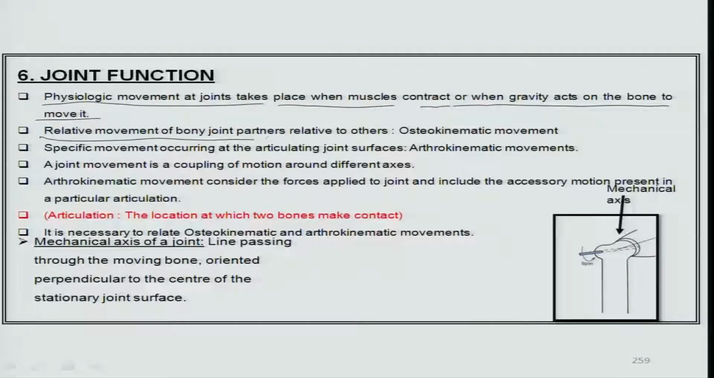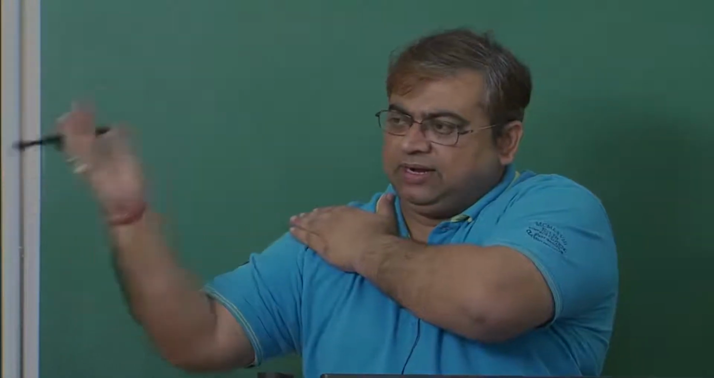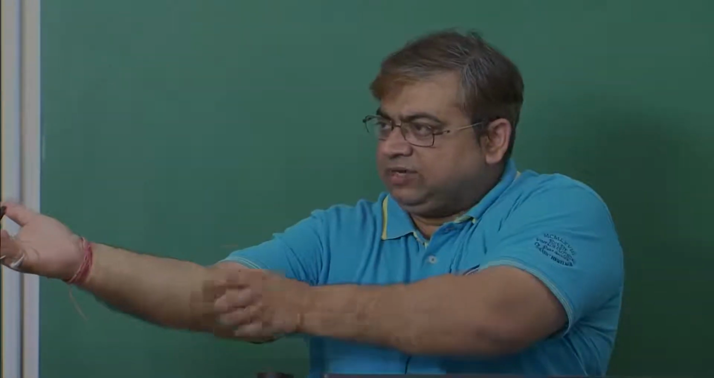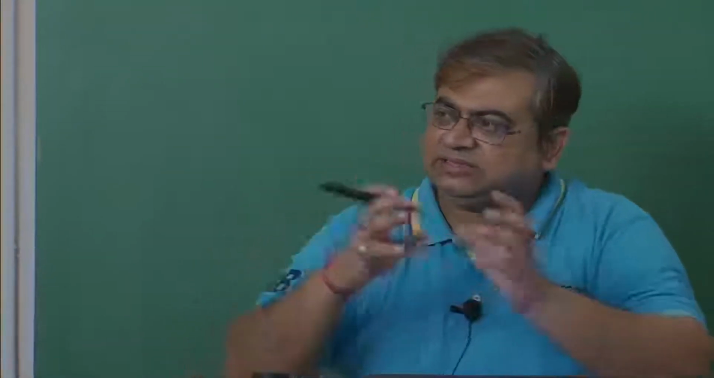The relative motion of the bony joint partners relative to each other is typically referred to as the osteokinematic movement, and the specific movements occurring in the articulating joint surfaces because of such motions are the arthrokinematic movements. For example, between the upper arm and the lower arm, both these bones are moving with respect to each other, so this point is moving with respect to somewhere here in a certain coordinate frame. But if I looked at what is happening across this joint, typically there is some sliding action and some rotation or rolling happening between two different members, which are integrated with the musculostructure around it.